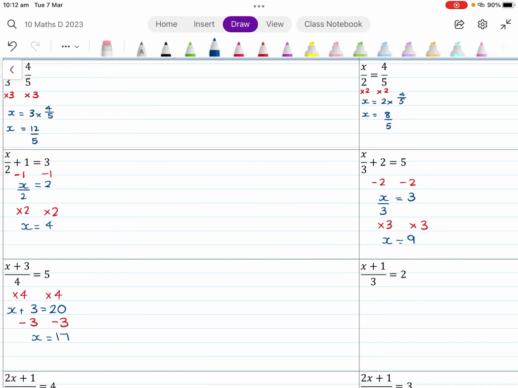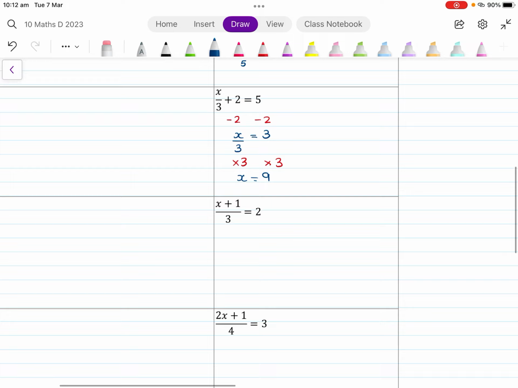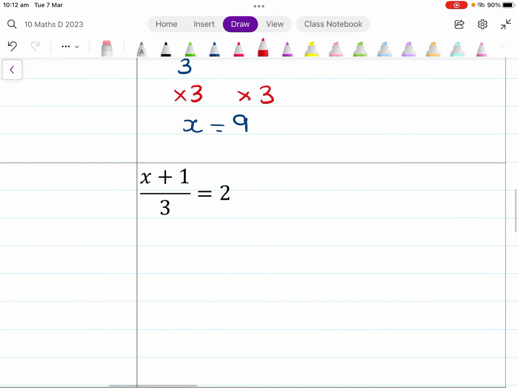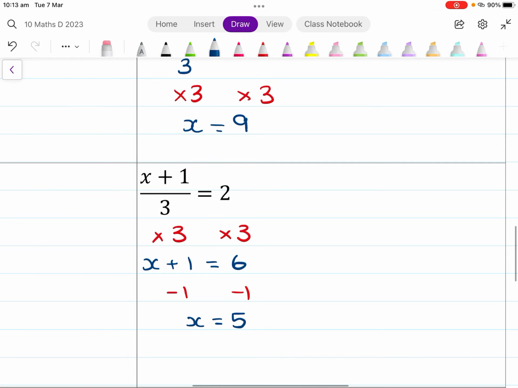Alrighty, you should have had a go at x plus 1 over 3 equals 2. What you should have done first is times both sides by the 3. That leaves you with x plus 1 equals 2 times 3, which is 6. And then you should have minus 1 from both sides to get x equals 5.